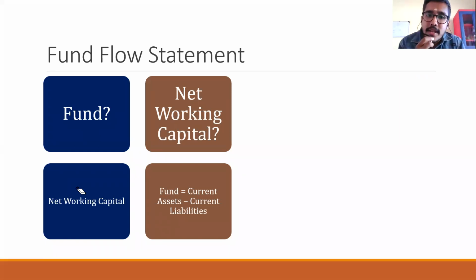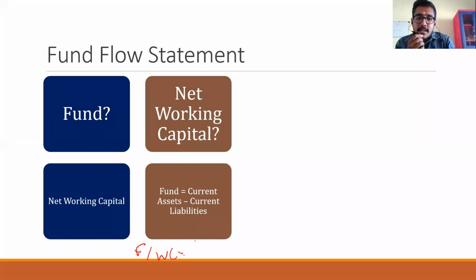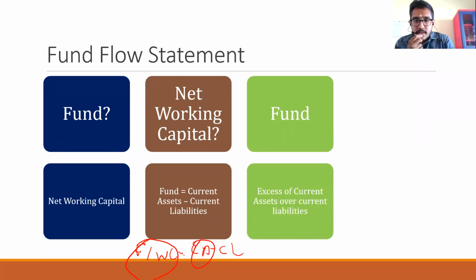So in other words, we can say that net working capital is the excess of what? Excess of current assets over current liabilities. Because fund or working capital means current assets minus current liabilities. So this fund or working capital can be told as the excess of current assets over current liabilities. That is known as working capital or working fund.